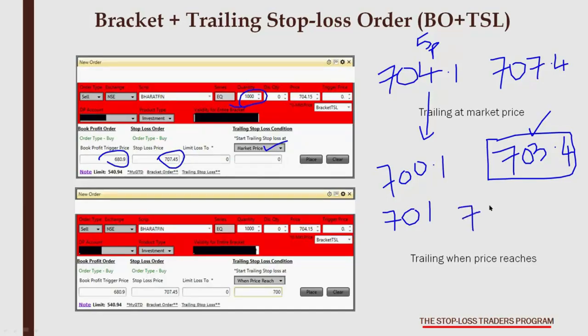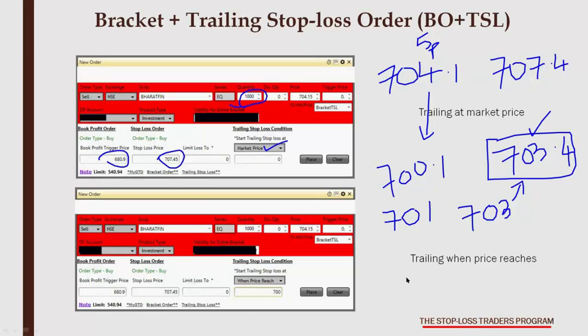So now comes the bracket plus trailing stop loss order. So now you have already got the understanding of what the trailing stop loss order is. So let's get into the details of what the bracket plus trailing stop loss order is. So we have two conditions to trail. One is at market and one is when price reaches a particular level.